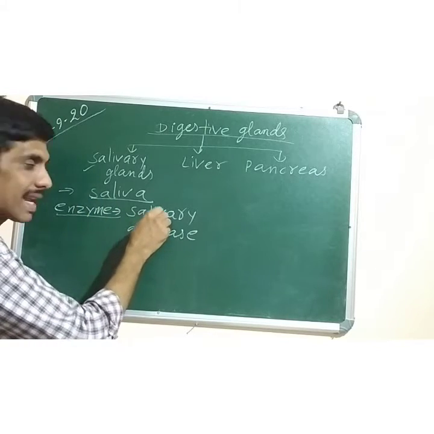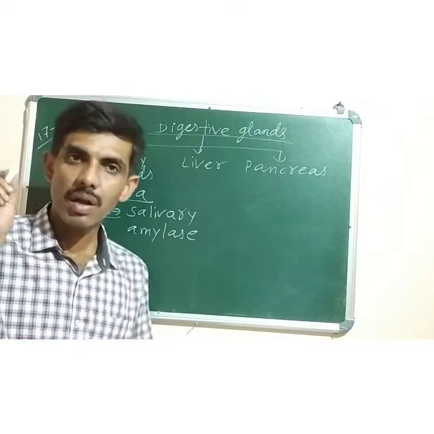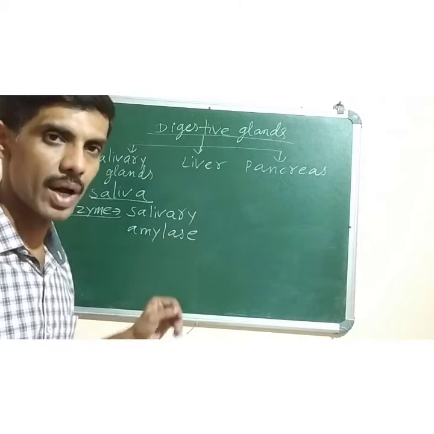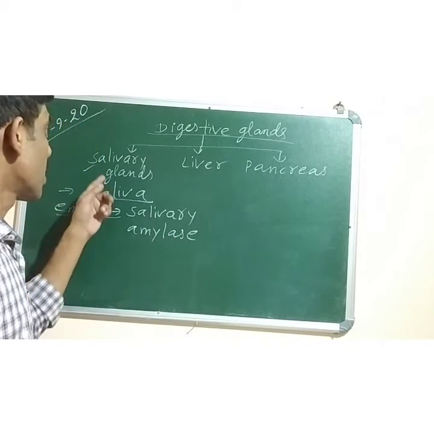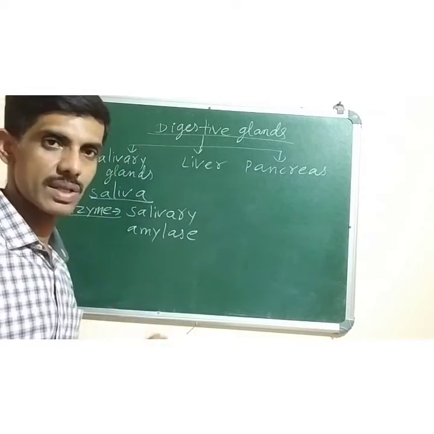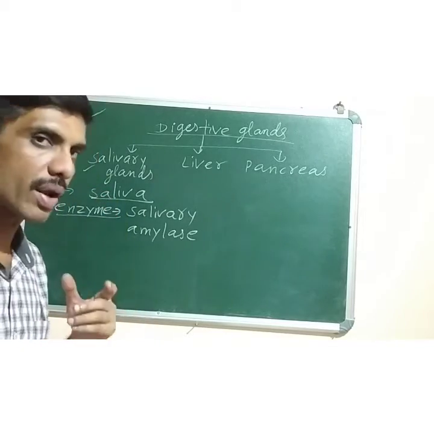Salivary amylase. So what is amylase? It is the name of a carbohydrate digesting enzyme, the one which helps to digest carbohydrate. And what is saliva? It is the digestive juice produced from salivary glands. Where are the salivary glands present? They are located in our oral cavity, or in the mouth.